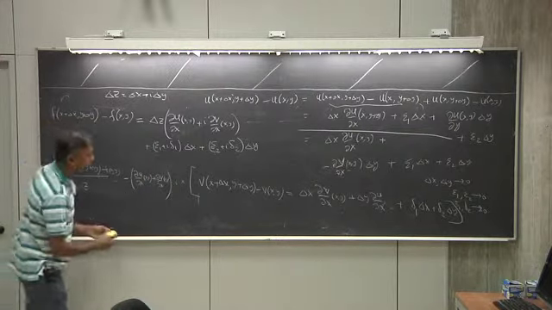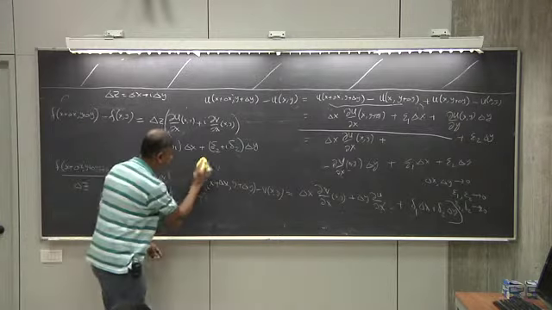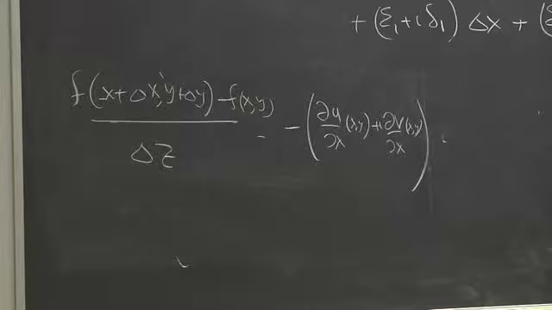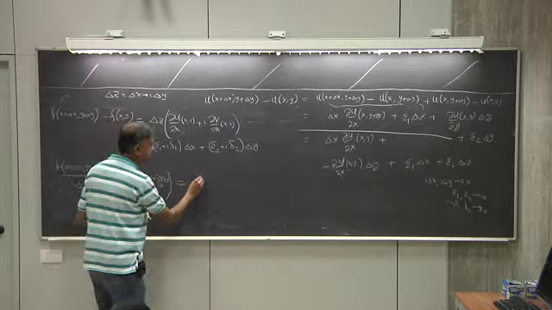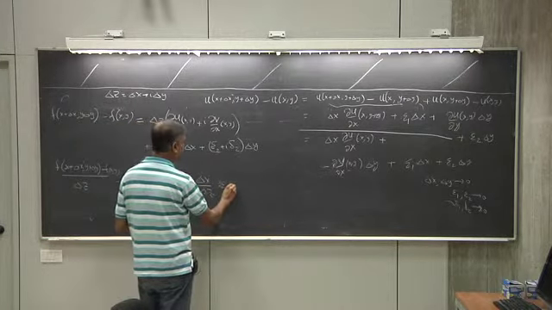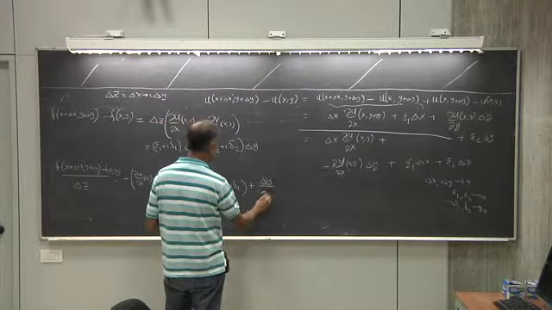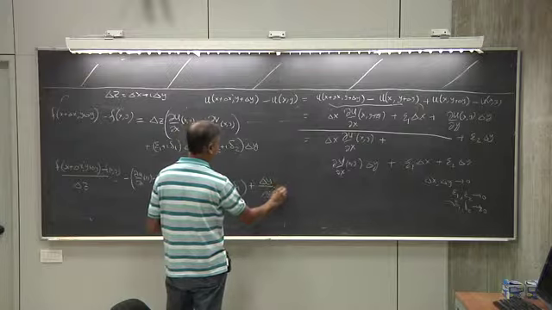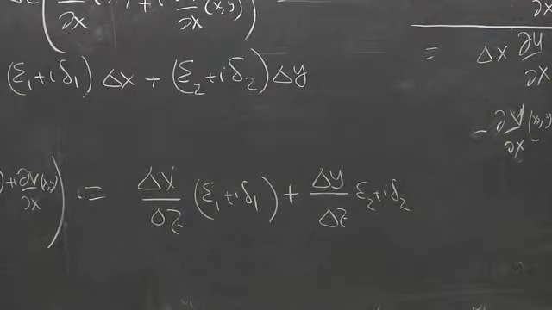Okay. Can I erase this line now? This is equal to, remember I'm dividing by delta z, so this is delta x divided by delta z times epsilon 1 plus i delta 1, plus delta y divided by delta z times epsilon 2 plus i delta 2. That's the equation.